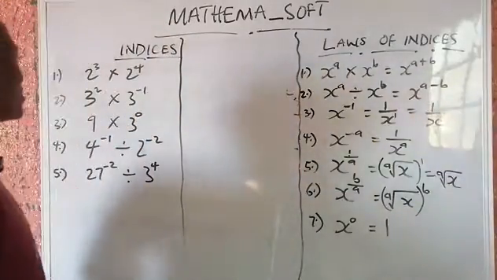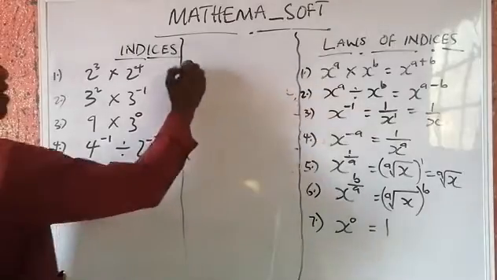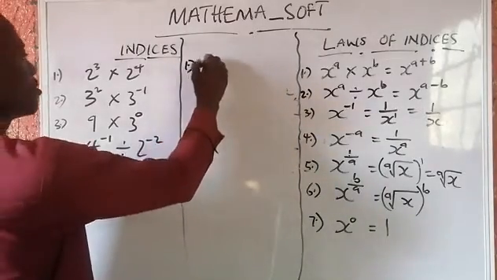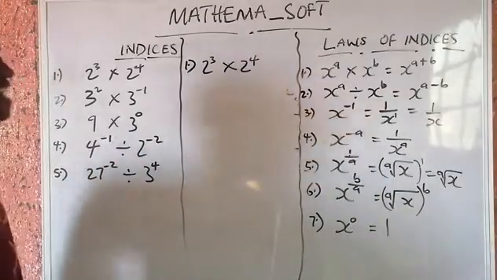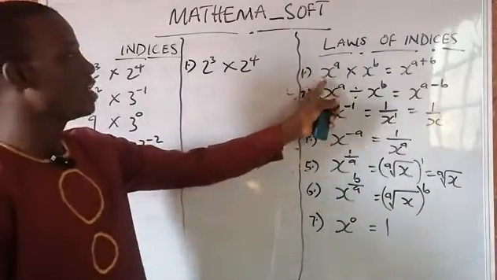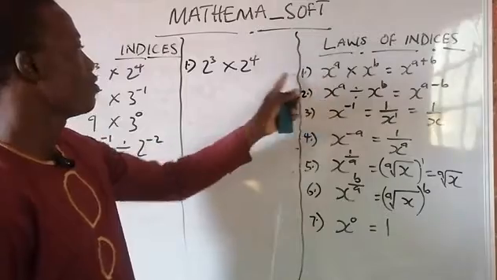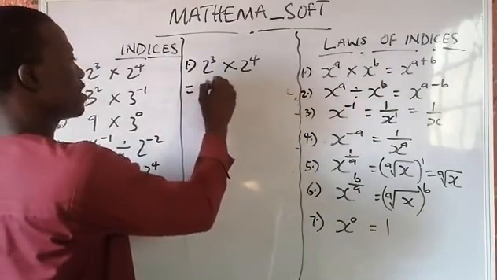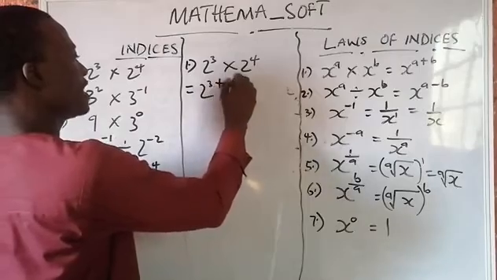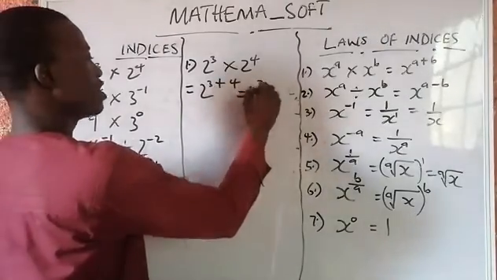So today, let's start with our first question. The first question here says 2 raised power 3 times 2 raised power 4. This is a direct application, so you can see the law here. It's very suitable for this. And then I will say this equals 2 raised power 3, multiplication will become plus, and then I will have 4, that will be 2 raised power 7.